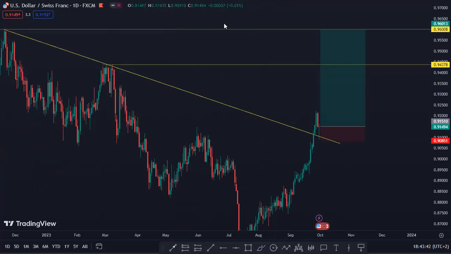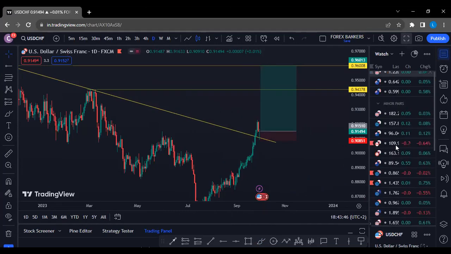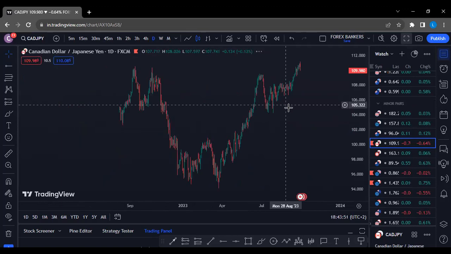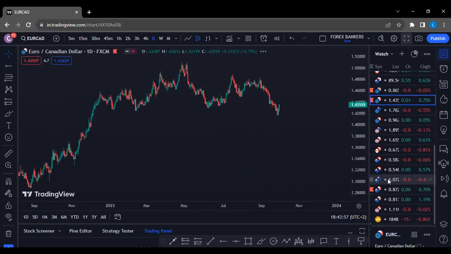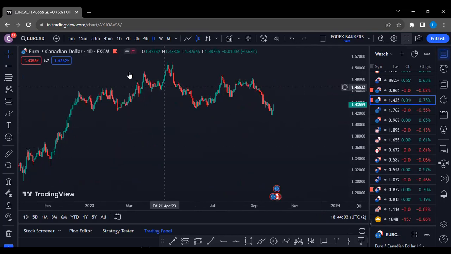Let me find another pair. And this is a market breakdown, guys, for USDCHF. So let me do another market breakdown. Let me see. I'm not sure about this one. Let me see this one. Okay, let me check this one out.